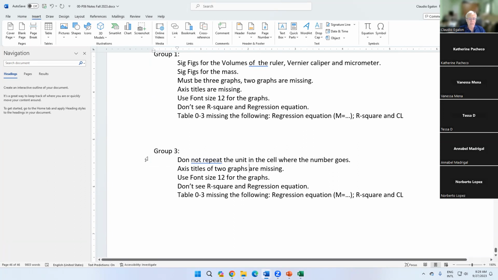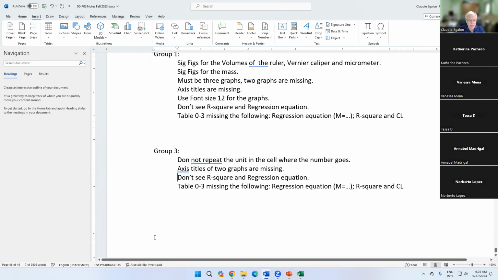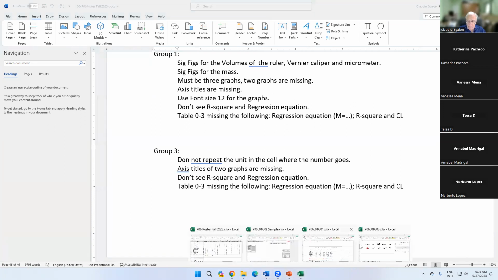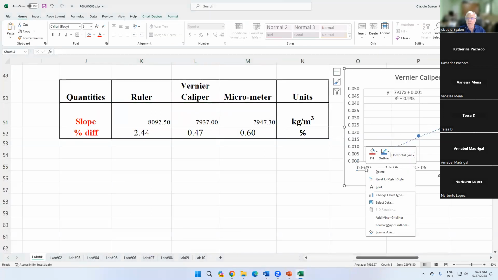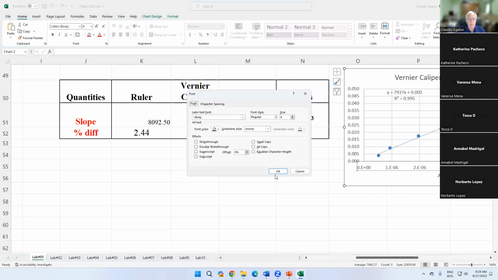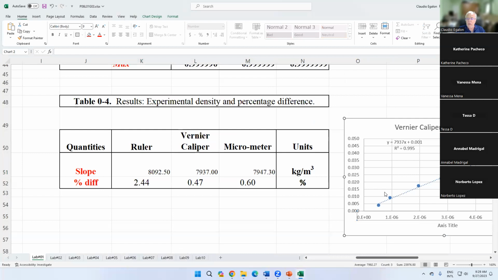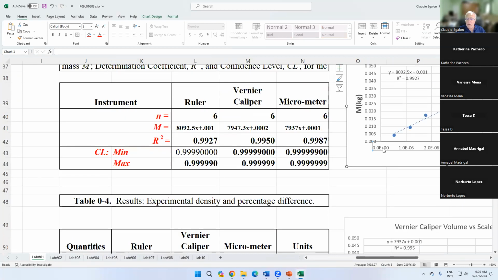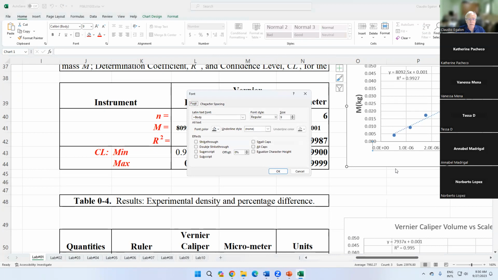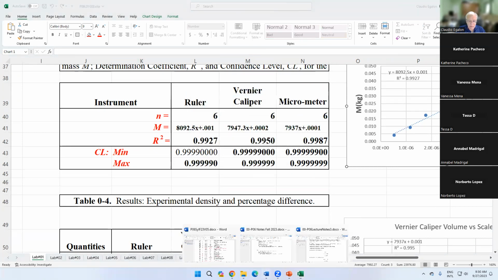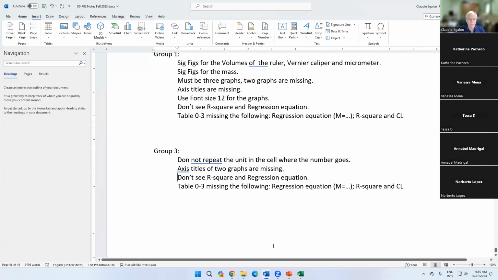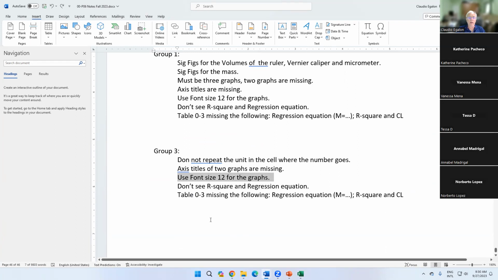X titles of 2 graphs are missing. Font size 12, I didn't see a problem with that, right? Let's take a look. Let's see if font size is 12. Ah, it's 9. Okay. Yeah, increase the size of the font, please. The other ones should be 9 as well. Yeah. Please increase the size. Let's see here. Use font size 12 for the graphs. Font size 12 or greater, right?